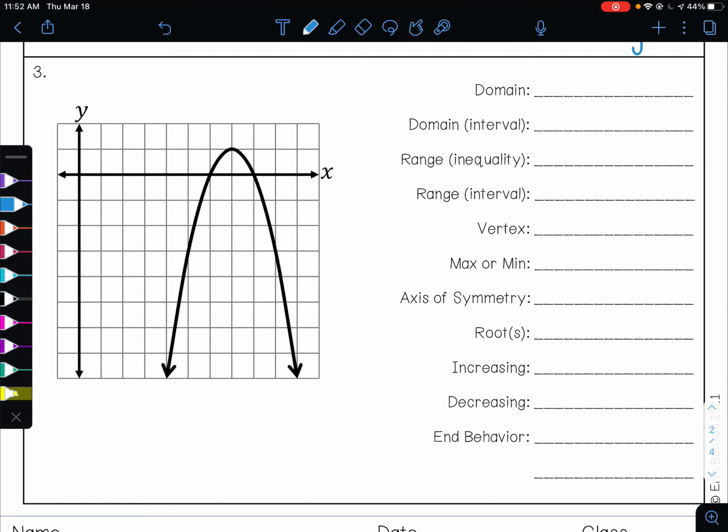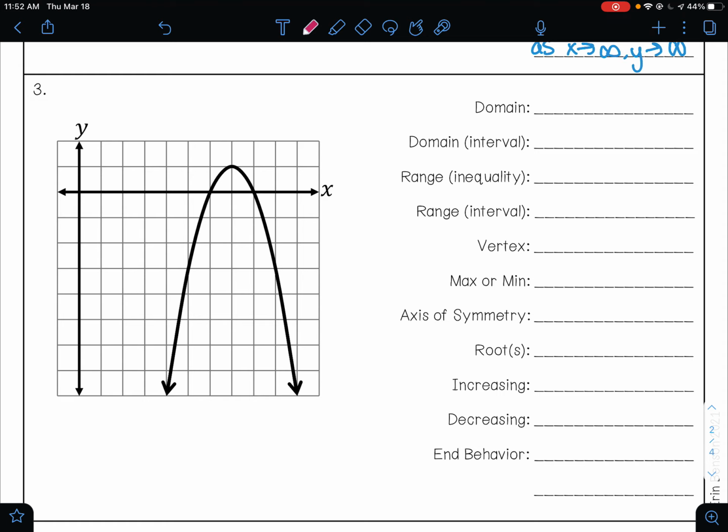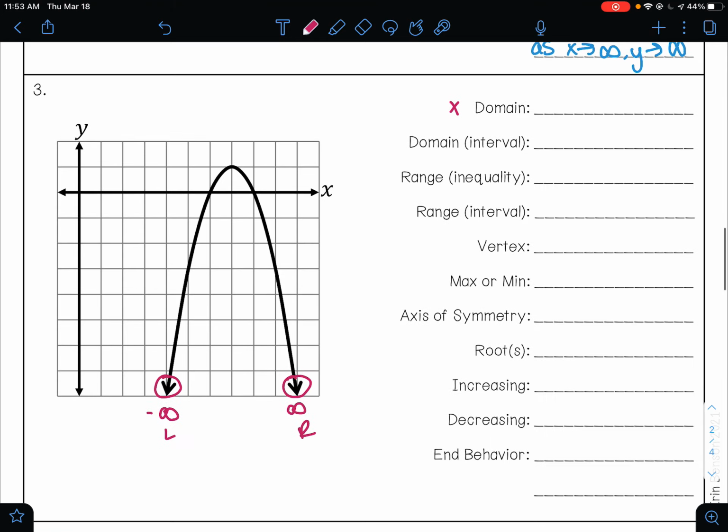So if we look at the domain here, our domain is our x values from left to right. My graph is going to the left forever, so that is going to negative infinity. My graph is going to the right forever, so that's going to positive infinity. So my domain is from negative infinity to positive infinity, which is the same thing as all real numbers.